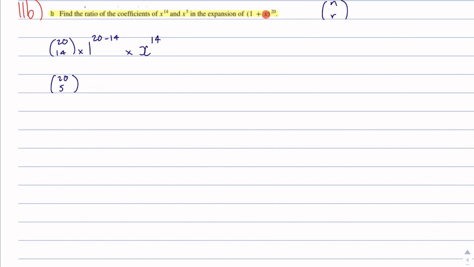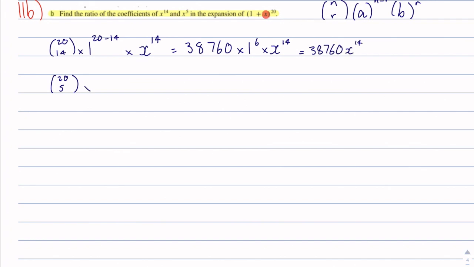So this is from our nCr a to the n minus r b to the r for the expansions. So that gives us 20C14, which is 38760, times 1 to the 6 times x to the 14, which is just 38760 x to the 14.